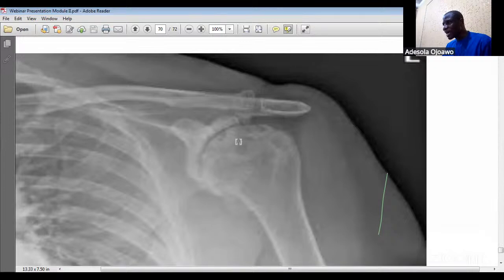You can see abnormalities at the edge of the humerus. Look at the glenoid cavity here, you can see that it's eroded away. So those are the signs of osteoarthritis. You can imagine that in other dysfunctions, X-ray will not show this.